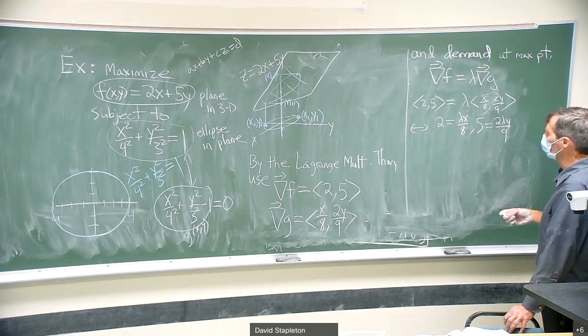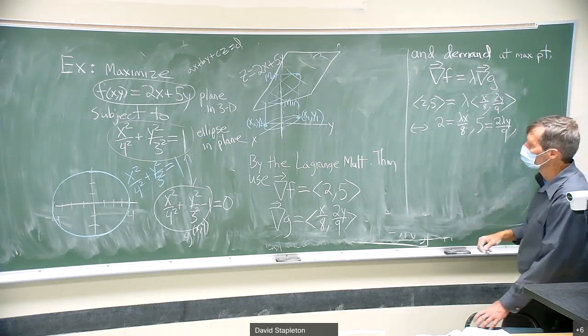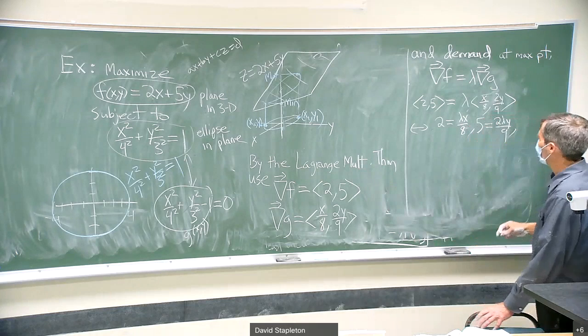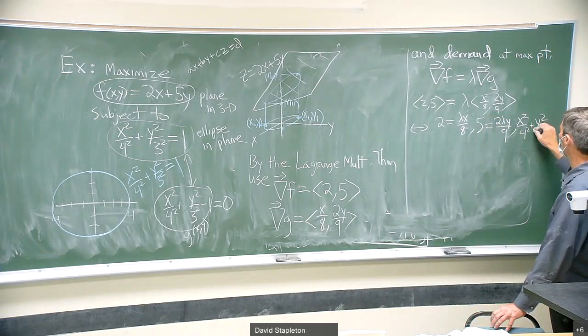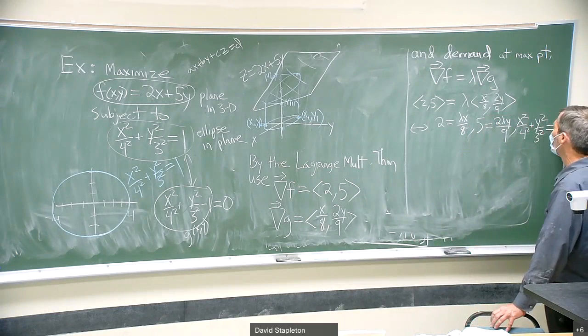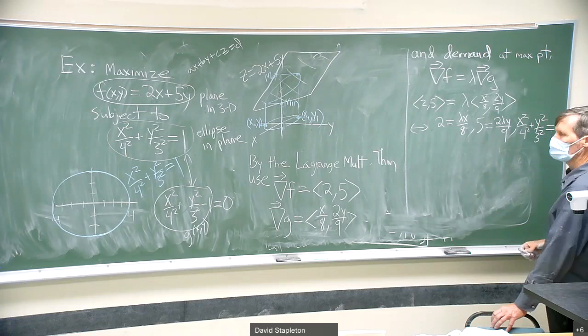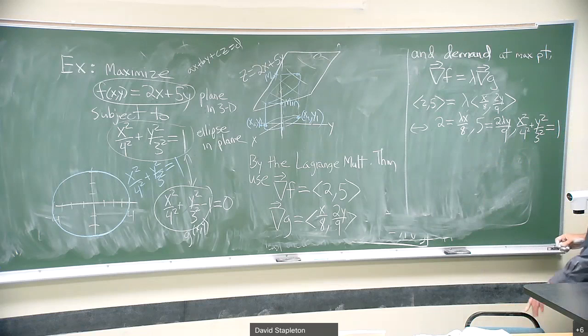What you do is you add one more thing, and that's the constraint equation. The constraint equation is x squared over 4 squared plus y squared over 3 squared equals 1. 3 equations, 3 unknowns, typically reduces this to a finite set of points to check. Then I can just check them.